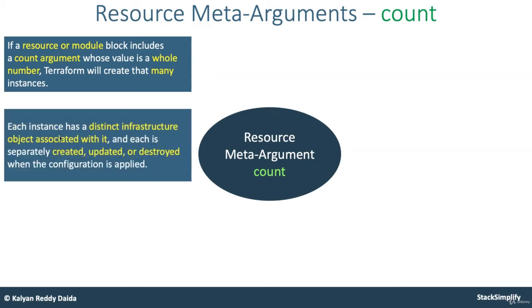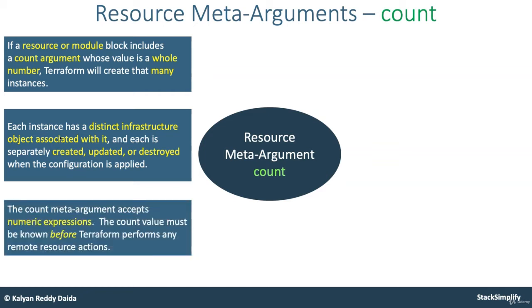Each instance has a distinct infrastructure object associated with it, and each is separately created, updated or destroyed when the configuration is applied. For example, with a single AWS instance resource, you have created 3 EC2 instances. So using a single resource, you have created 3 EC2 instances. Each instance can be created, updated or destroyed separately. Each one is a distinct infrastructure object from Terraform's perspective. Even though the resource configuration is the same, each can be identified distinctly.